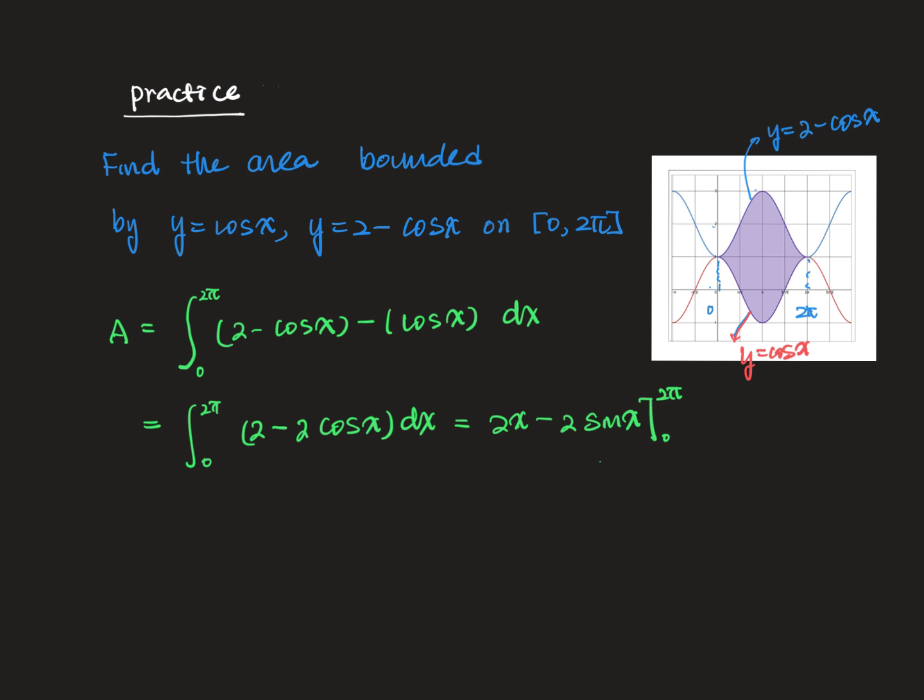Plug in x equals 2 pi, that's going to be 4 pi minus 2 sine 2 pi. Minus, plug in the 0: 0 minus 2 sine 0. If you remember the trigonometry values for the special angles, this is 0, this is 0. So the answer is going to be 4 pi.